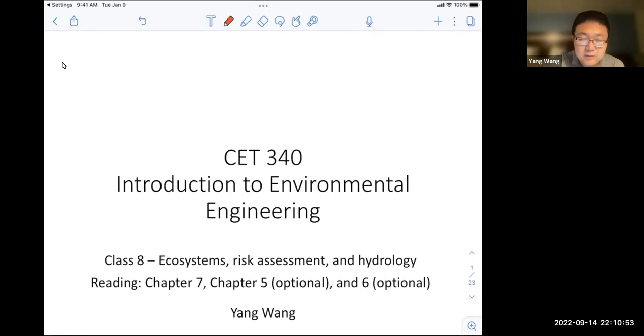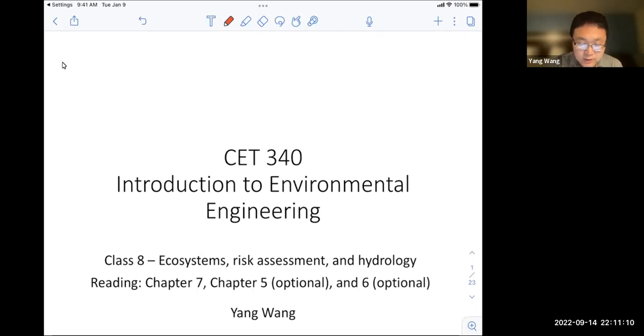I think chapter 5 is about the ecosystem, 6 is about the risk assessment. These readings are actually optional. And hydrology is chapter 7. I'll also upload these book chapters for your off-class reading.